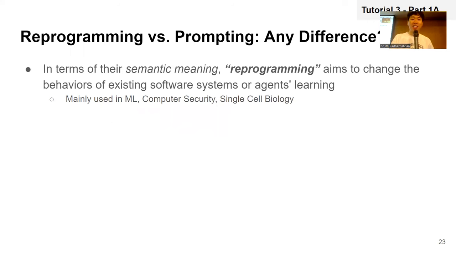When I started this work on reprogramming, I treated it as a side project. But after that, we noticed there was more prompting work. So a lot of the time people ask me about the difference between prompting and reprogramming. In terms of their semantic meaning, reprogramming aims at changing the behavior of an existing software system or agent. The first work on model reprogramming was co-authored by Goodfellow in 2018. This technique is usually used in general machine learning and computer security, and there's also a term called single cell reprogramming, how to modify cell behavior.